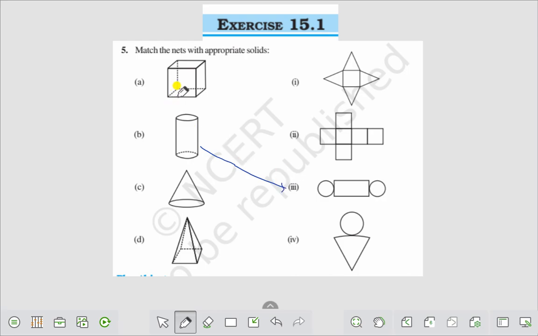Right? In case of a cube, it has 6 faces: 1, 2, 3, 4, 5, 6. It has 6 faces. That means A will match with these two.